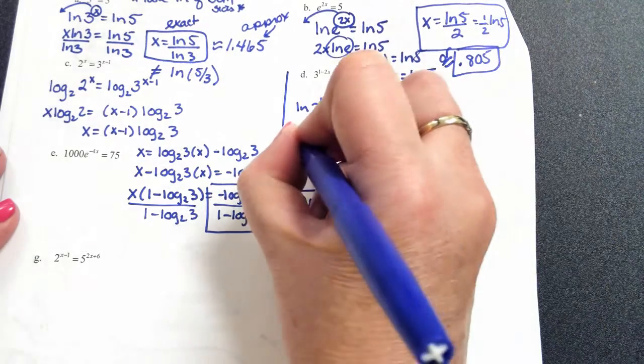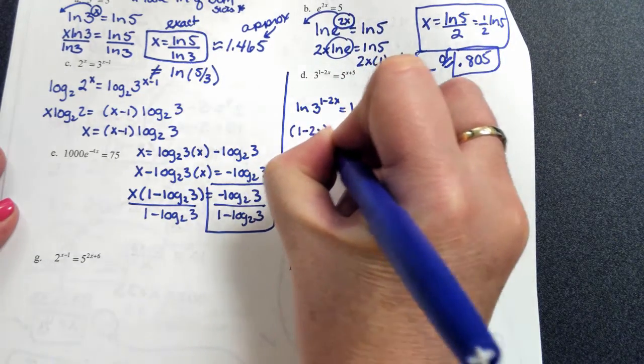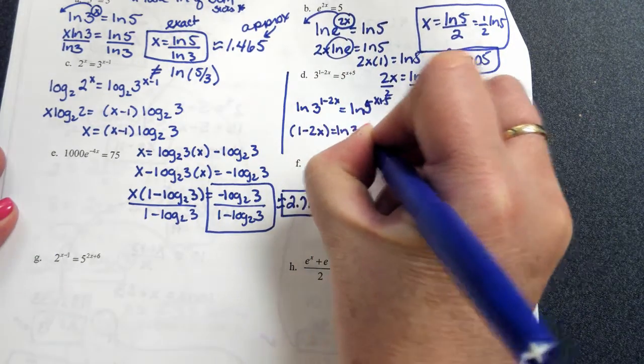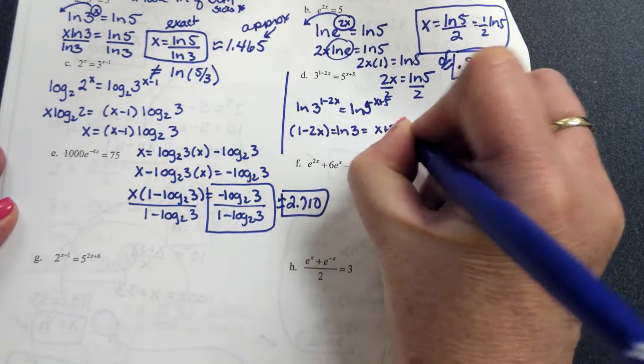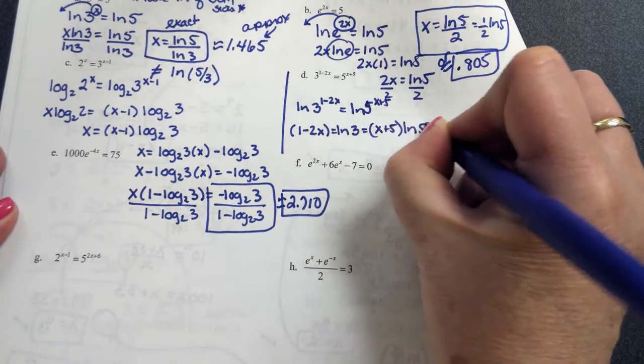Again, now I can use my power property of logs. 1 minus 2x times the natural log of 3 equals x plus 5 times the natural log of 5.